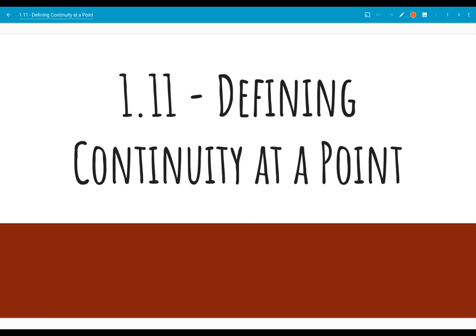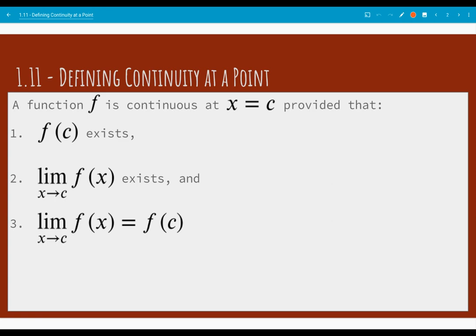What I want to do is actually use these limits that we've been talking about to define continuity and then look at those discontinuities and talk about why we actually say they're discontinuous. So first of all, this is the formal definition of continuity.